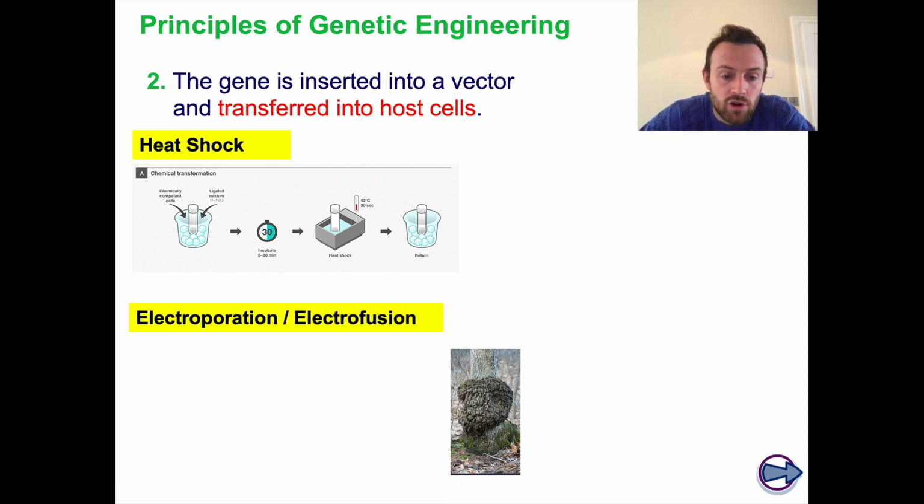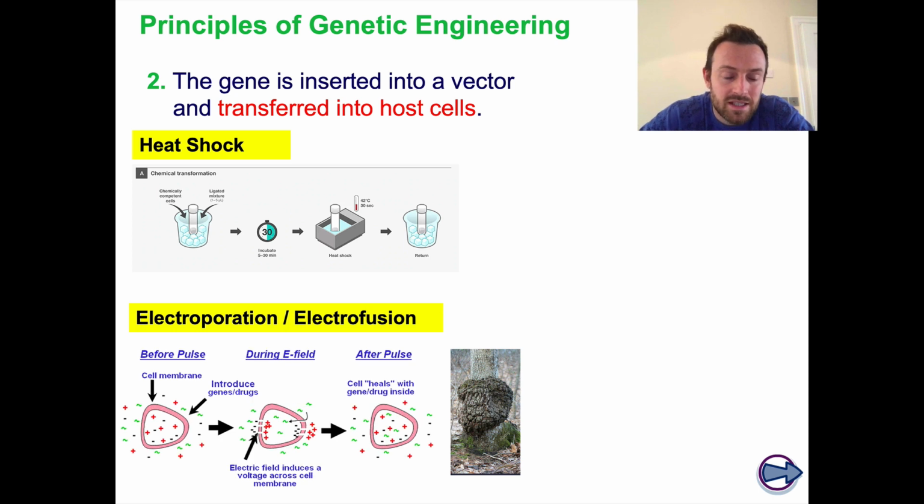Another method is called electroporation or electrofusion, and basically it applies an electric field to the bacteria. What's shown down here is, before a pulse of electricity, the DNA, which is these little green wiggly bits, is outside the cell. If we apply an electric field, it causes tiny holes to appear in the membrane temporarily, and what we hope is that some of these DNA molecules will get transported inside the cell during that pulse.